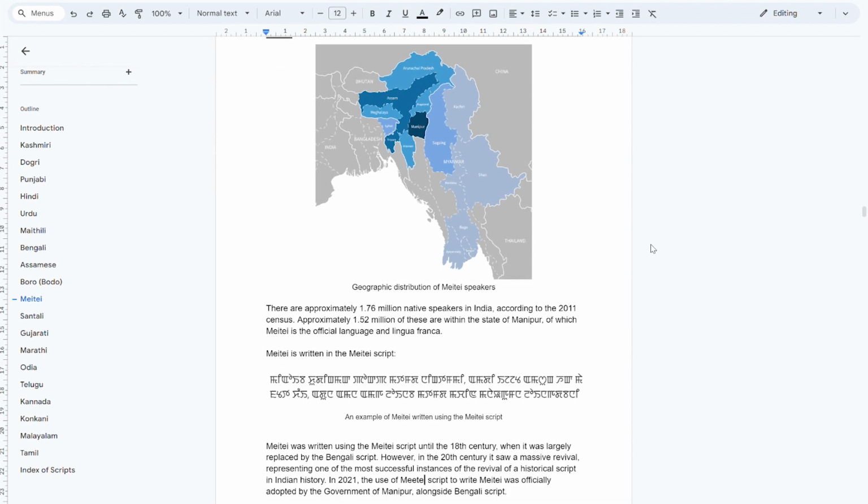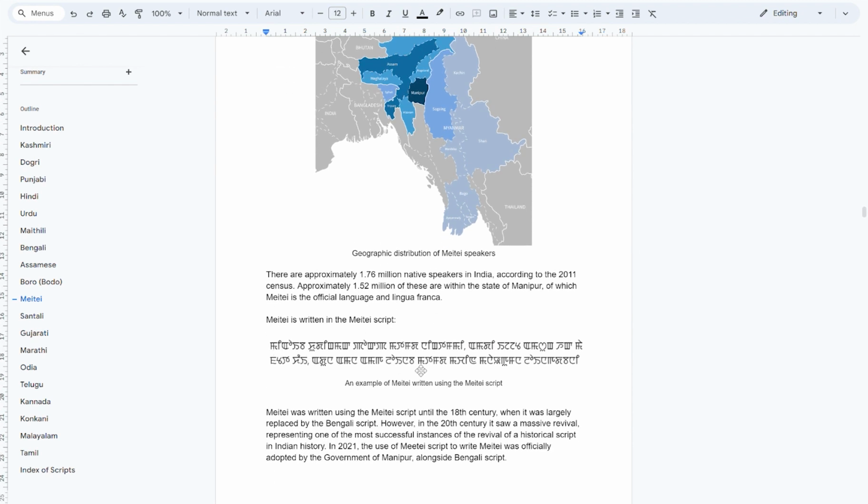So Meitei is written using the Meitei script, which looks like this. It's very distinct, a beautiful script. Very cool story. Meitei was written using the Meitei script until about the 18th century, when it was largely replaced by Bengali. However, in the 20th century, it saw a massive revival, which represents one of the most successful instances of a revival of a historical script in Indian history.